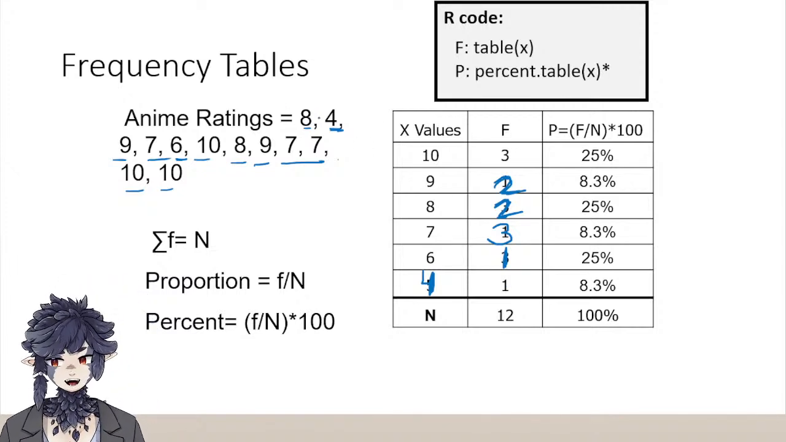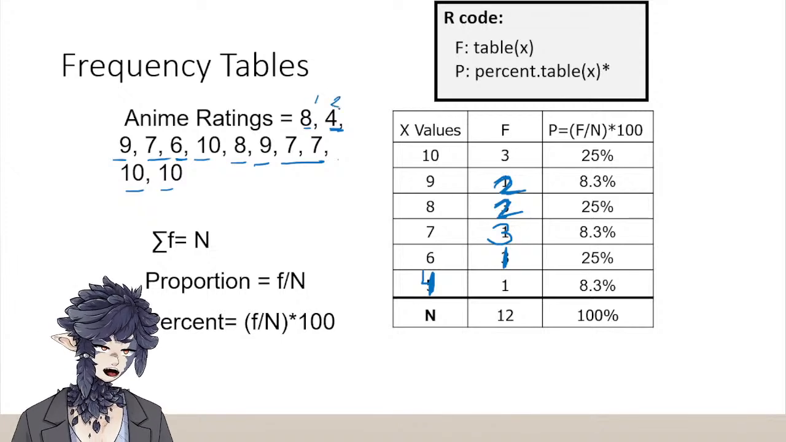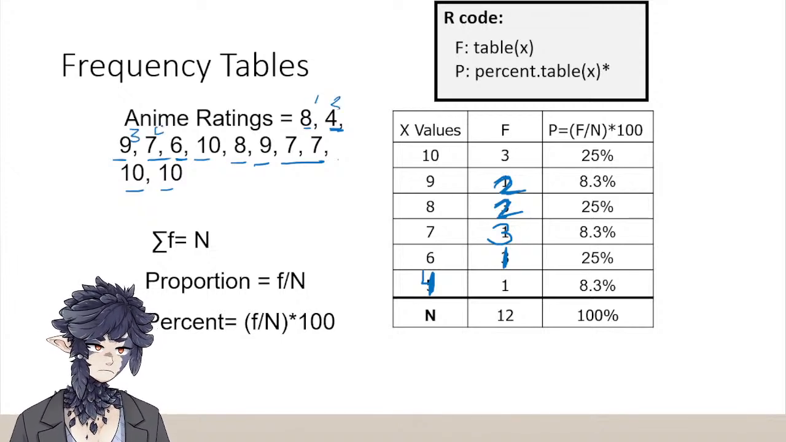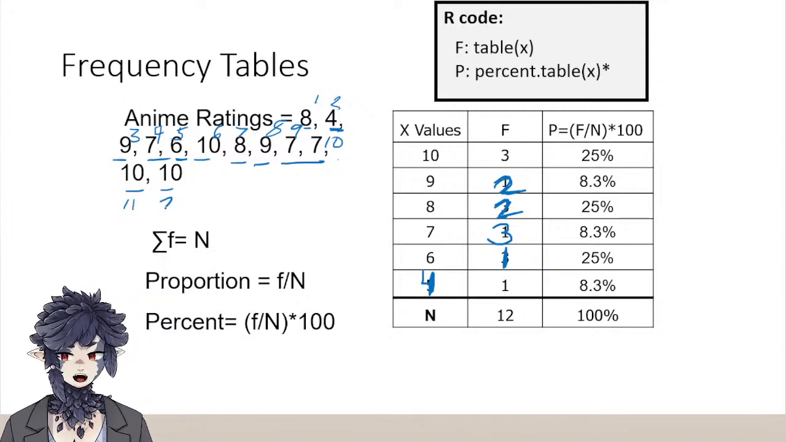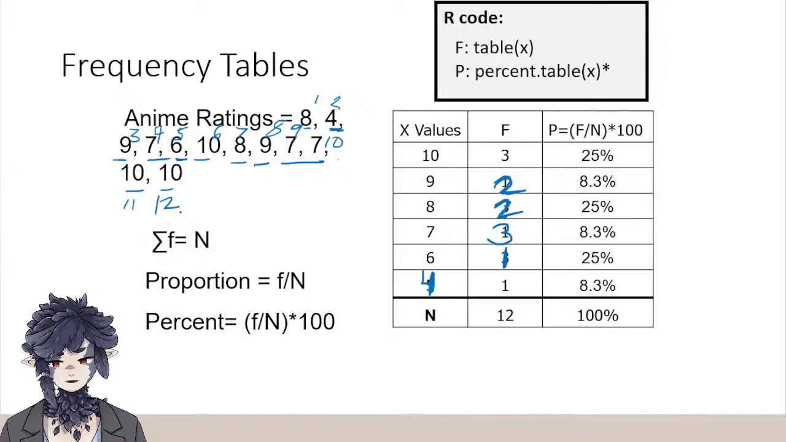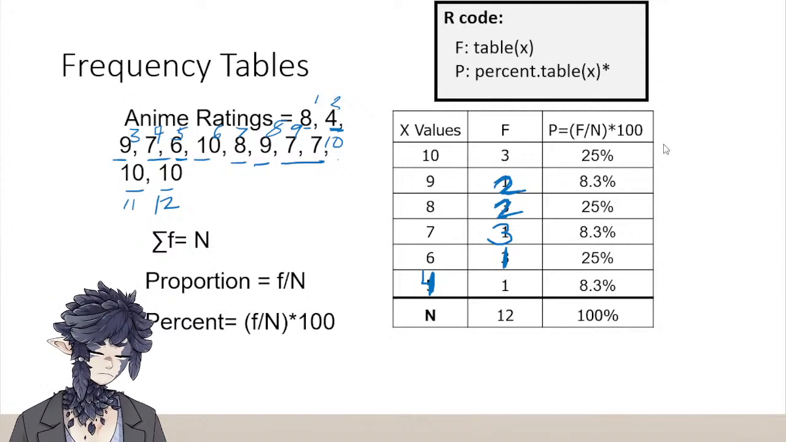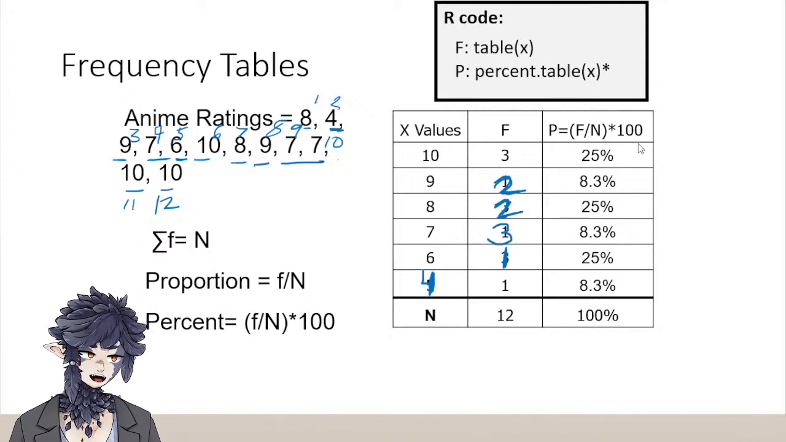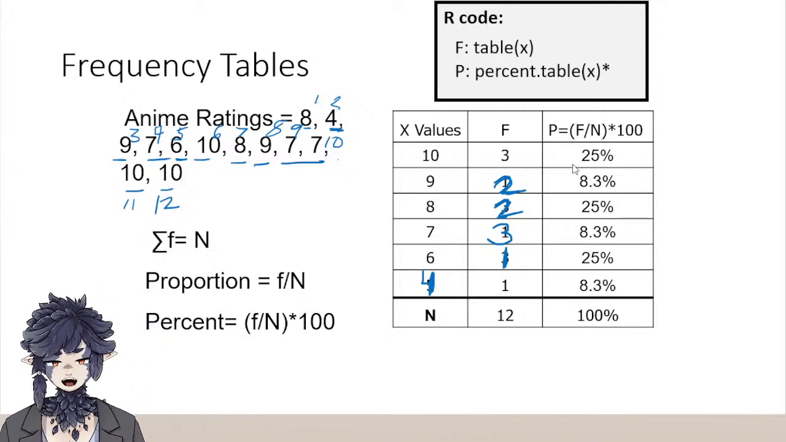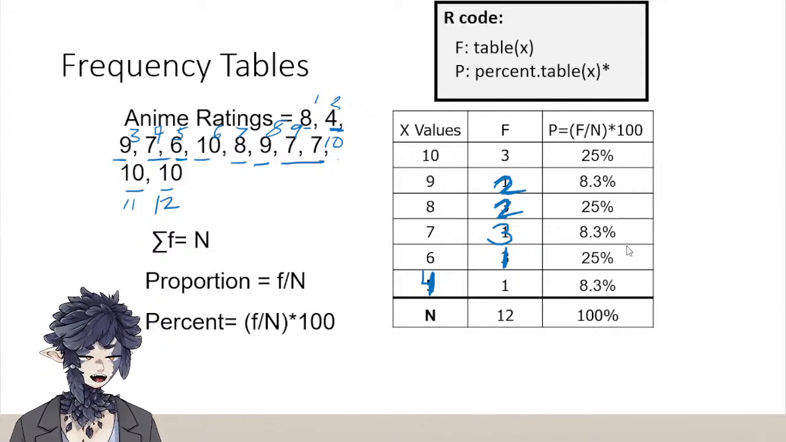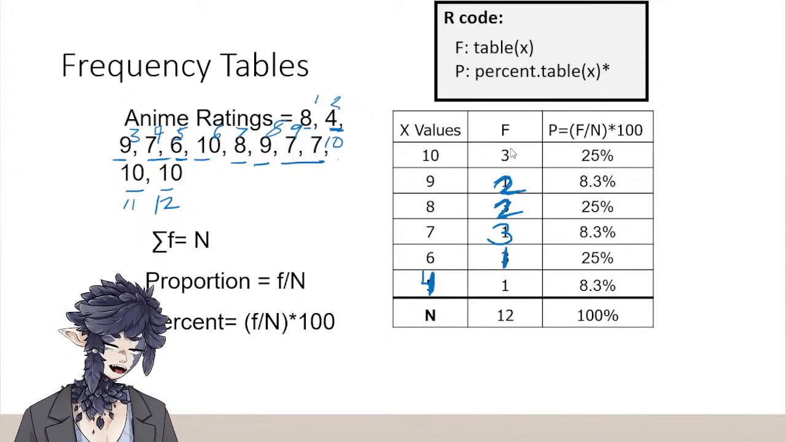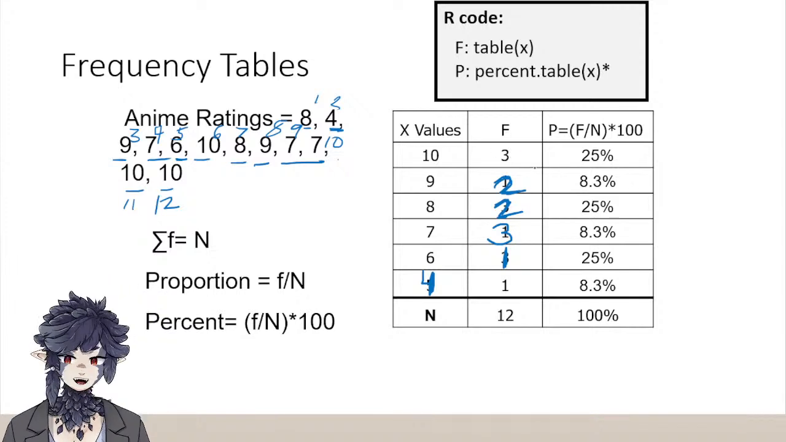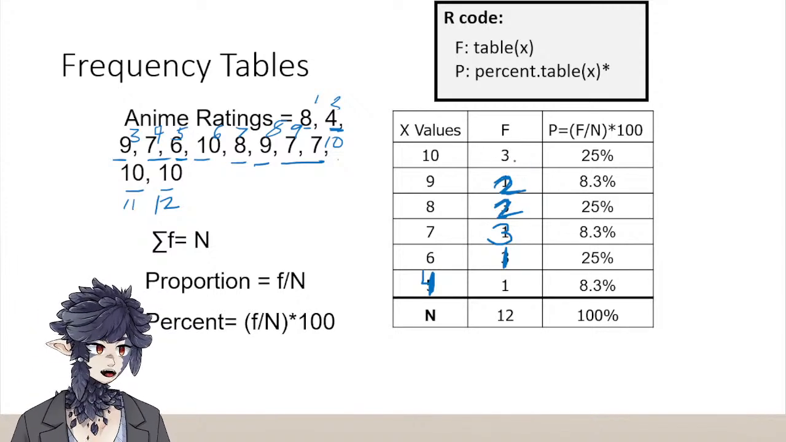Yeah, and if we count how many anime ratings we have here, we have 1, 2, 3, 4, 5, 6, 7, 8, 9, 10, 11, 12. There we go. And then this is the percent out of that we should have. These numbers probably aren't accurate, so let's test this out. The percent is calculated as the frequency, so the number of times that score showed up, divided by the total number of scores.